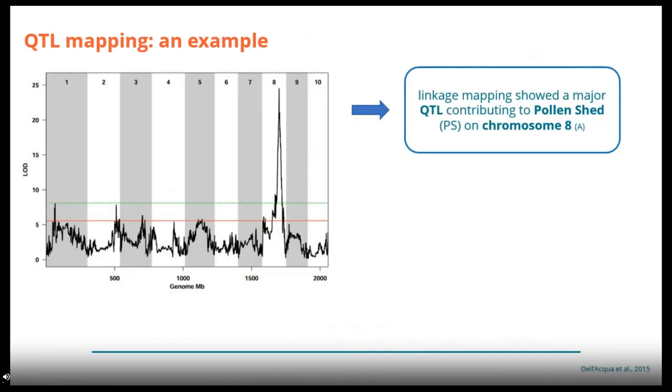So why is our MAGIC population such a powerful tool to perform QTL mapping? Here, from the work of 2015 of Matteo Dell'Acqua, you can see we used these 529 MAGIC lines, which were genotyped using a SNP BeadChip. We had circa 50,000 SNP markers, and we were able to map this QTL of pollen shed on chromosome 8. So nothing special. You see the peak.